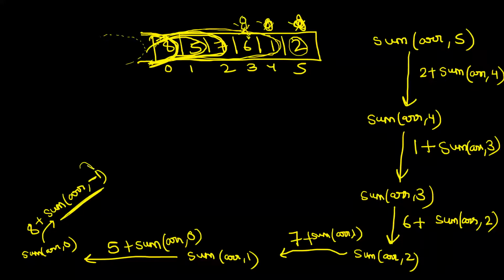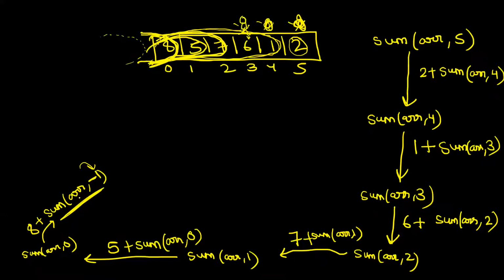This is now not a valid index of my array. So can anybody tell what should I return for sum ARR comma minus 1? Yes, correct, 0. Why 0? Because what is the sum of the array elements from index 0 till minus 1? There are no elements now, so it will be 0. So this is my base case. Now try to understand, guys. This is the base case.